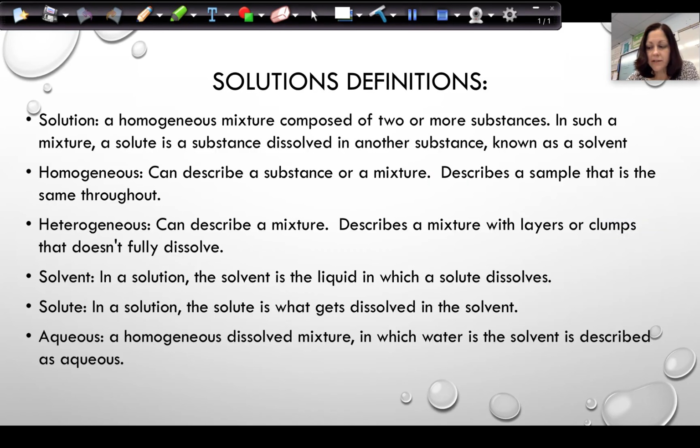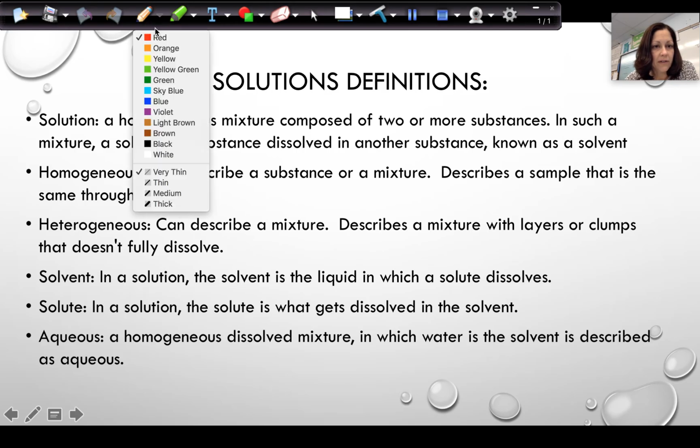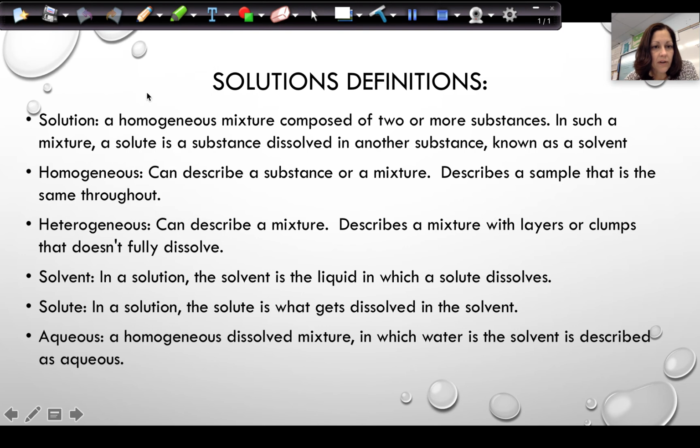So in order to get started with this particular video on solutions, we're going to talk first about some definitions. The first thing is that a solution is a homogeneous mixture composed of two or more substances mixed together and dissolved in each other, which means that they're evenly mixed. You can have a solution of two liquids, a solution of a solid and a liquid, or a solution of two gases, but the criteria is that the mixture will be homogeneous, which means that it will be evenly mixed completely throughout.